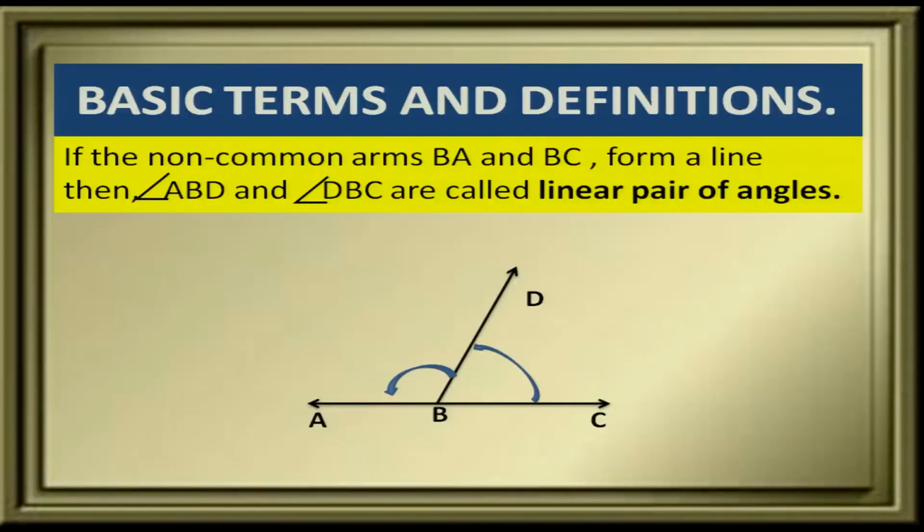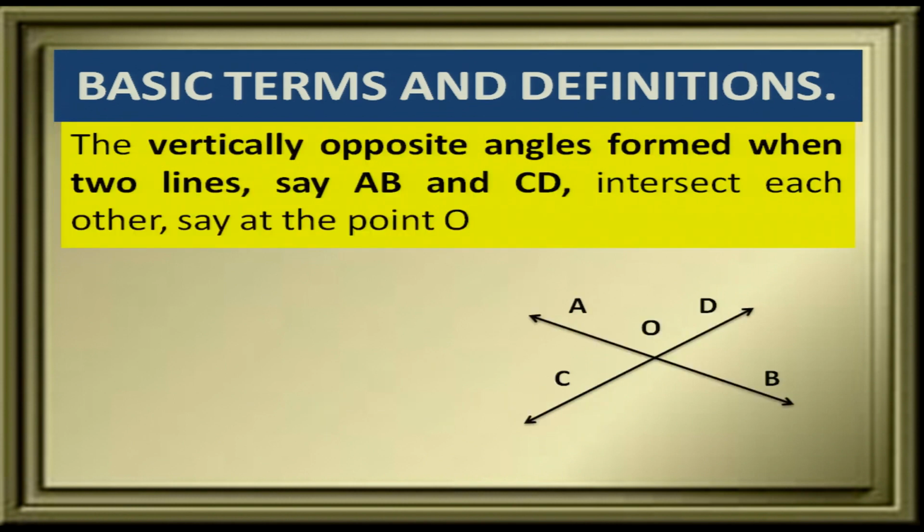In this figure we also have two adjacent angles. Here the non-common arms BA and BC form a line. If the non-common arms BA and BC form a line, then angle ABD and angle DBC are called a linear pair of angles.